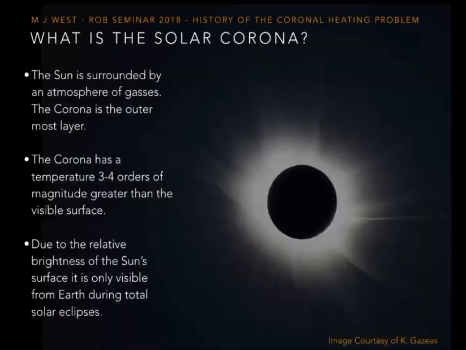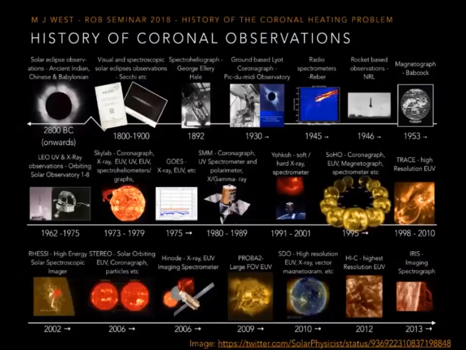So that's where we are: we got this idea of a hot corona up there, and at this point we have to define what the corona is. The sun is surrounded by an atmosphere of gases, and the corona is the outermost layer of that. The corona has a temperature 3 to 4 orders of magnitude greater than the visible surface, and as I said before, due to the relative brightness of the sun's surface, it's only visible from Earth during total solar eclipses. However, we have got around that in recent years by using space-based observatories.